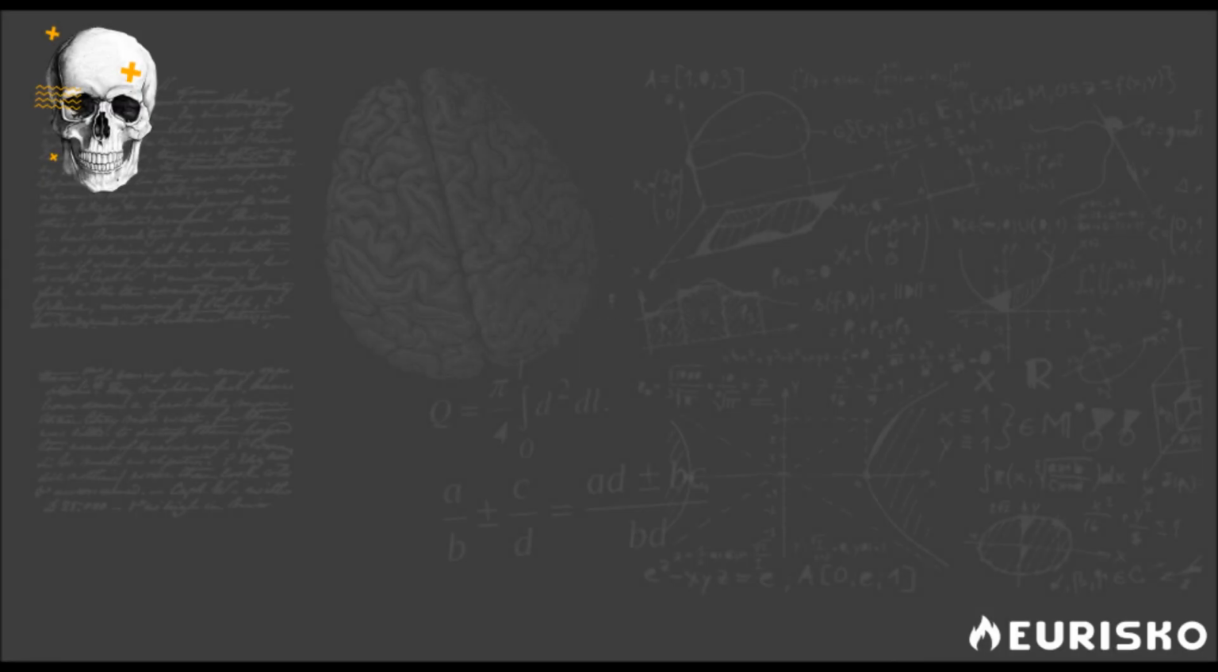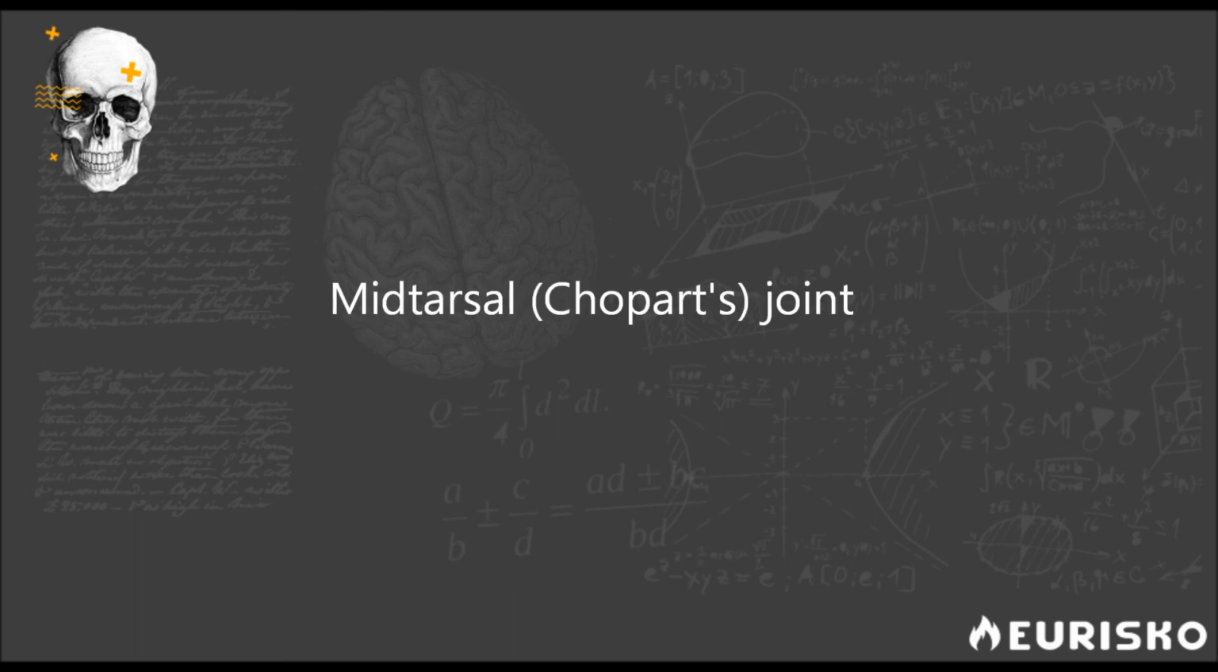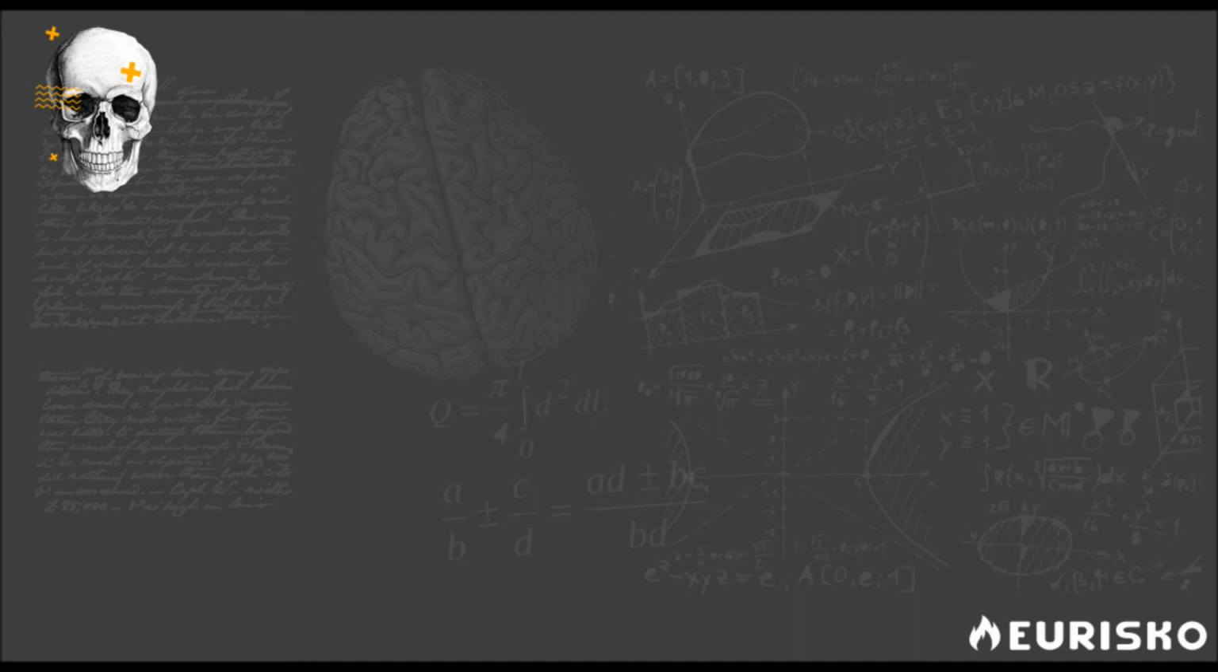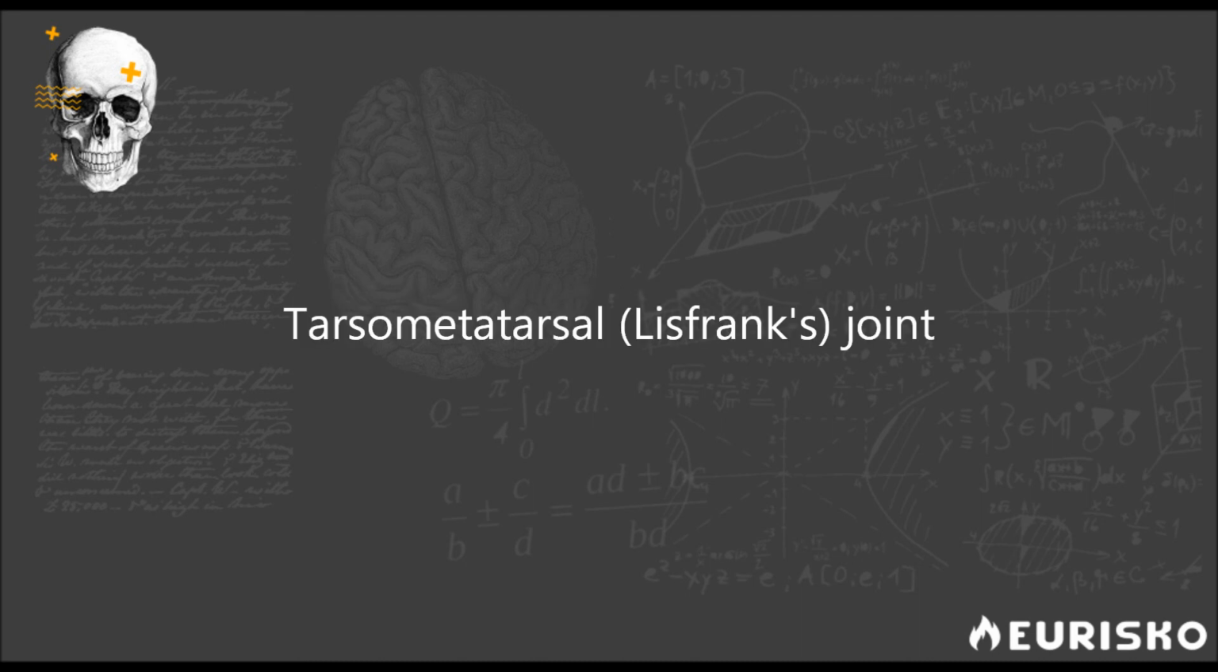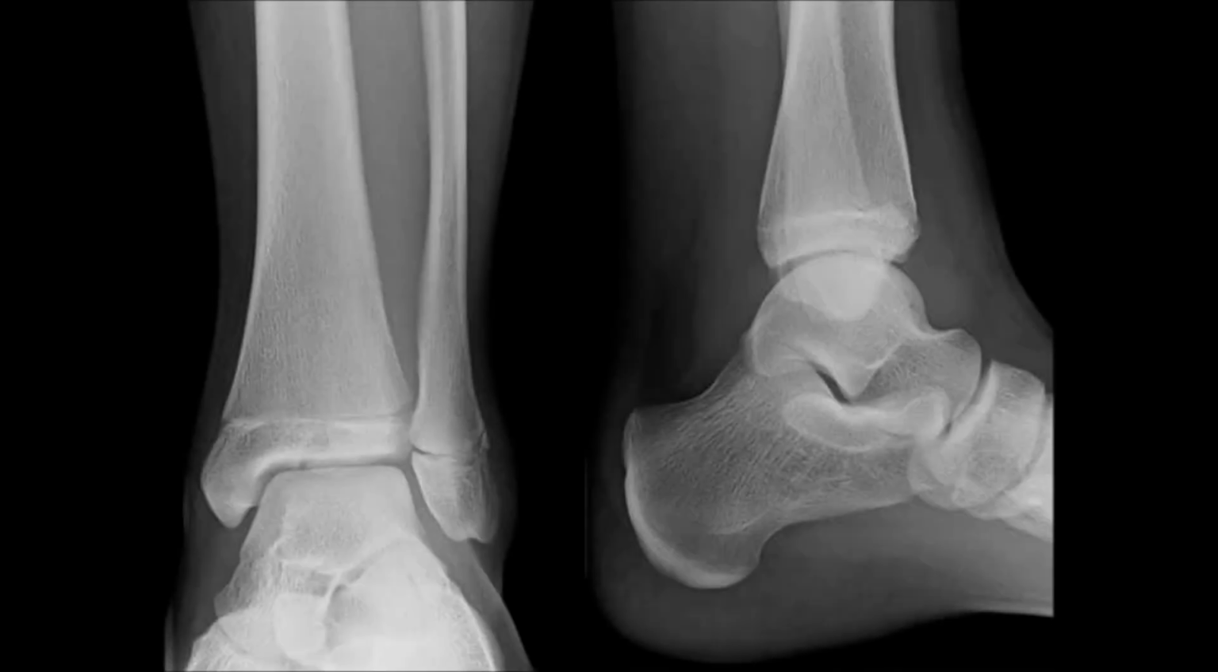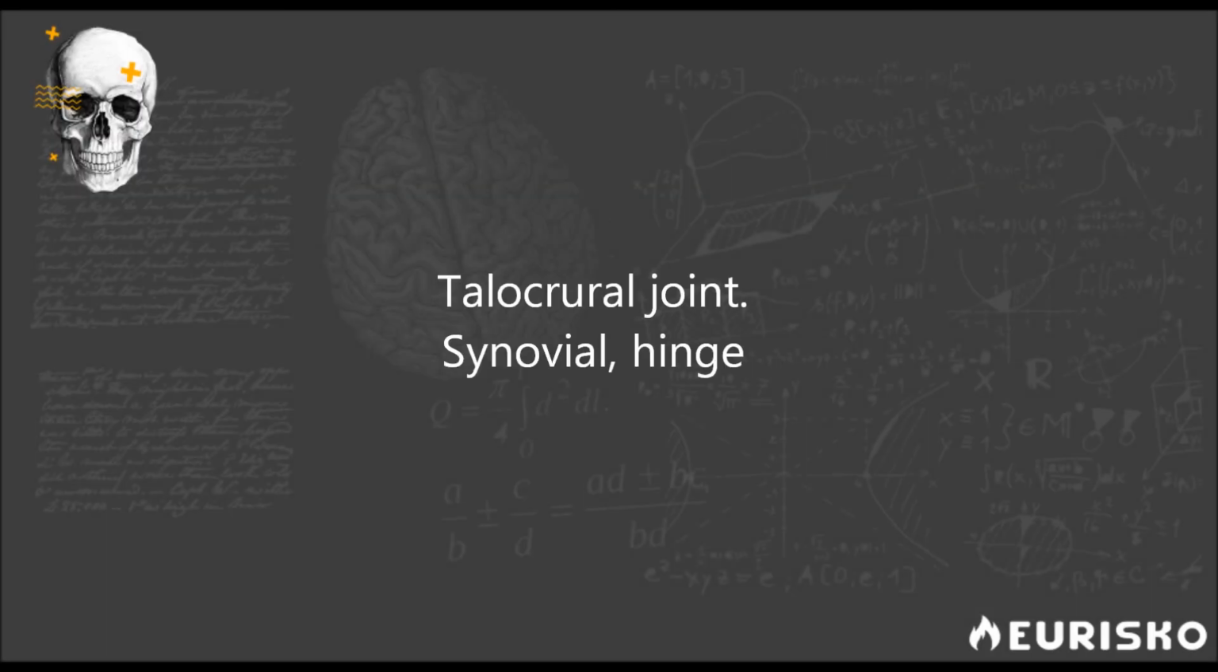Let's talk about joints of the foot. There are 3 important joints in the foot area: talocrural, mid-tarsal joint or Chopart joint, tarsometatarsal joint or Lisfranc joint. The connection between inferior articular facet and malleolar articular facet of tibia with fibular malleolar articular surface and talus is called talocrural joint or ankle joint. It is synovial, hinge type.